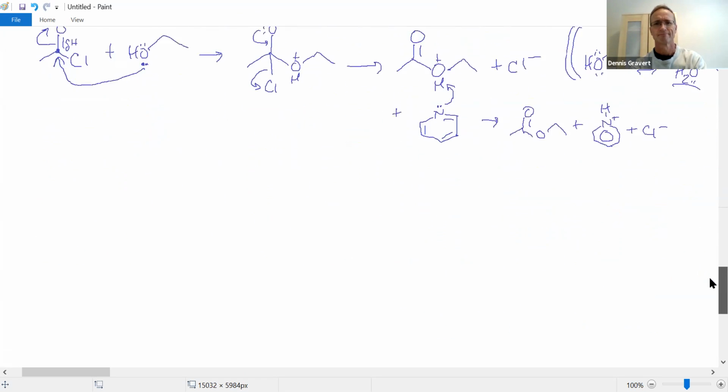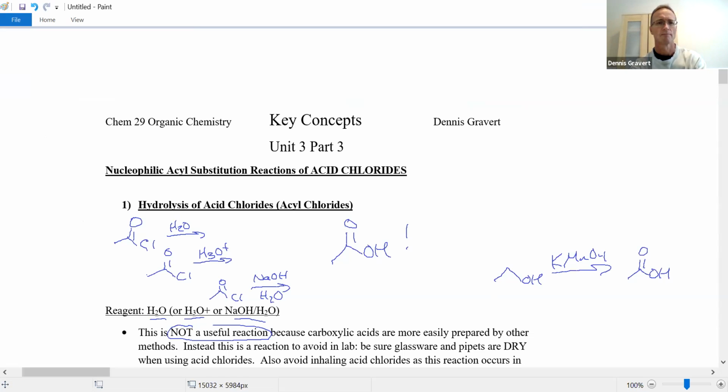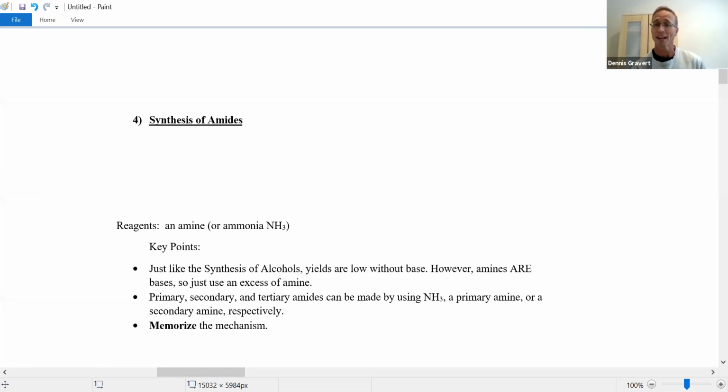Cool. Oh, 3 reactions done. What else can you do with an acid chloride? You can make an amide out of it, one of the other carboxylic acid derivatives.